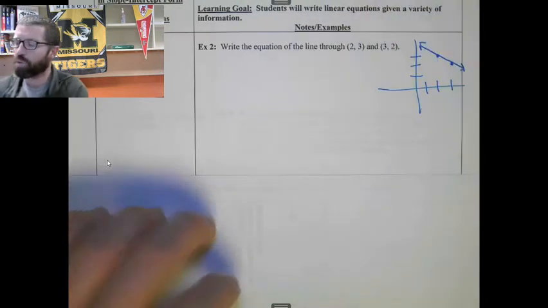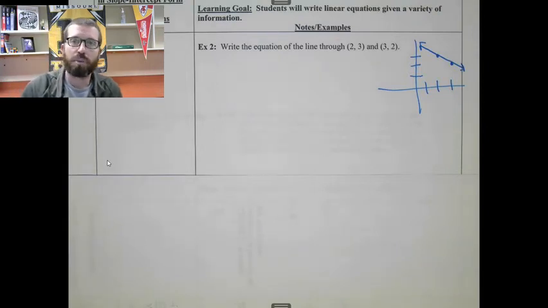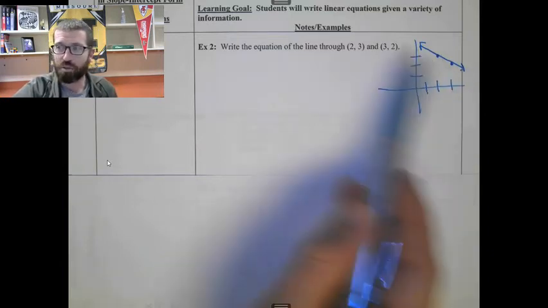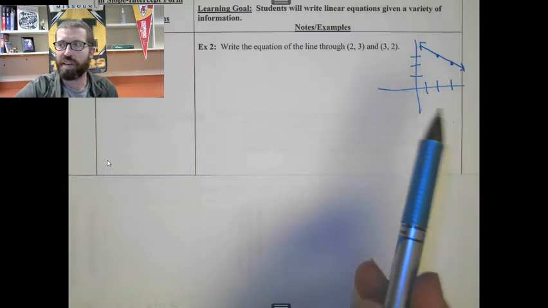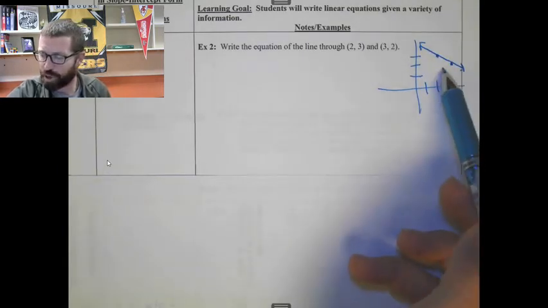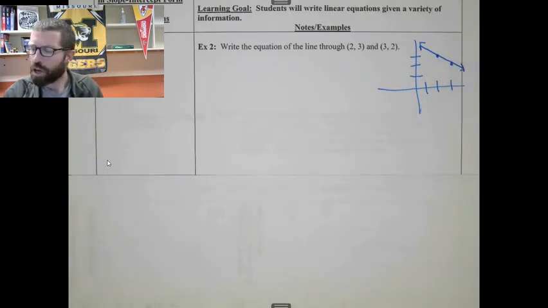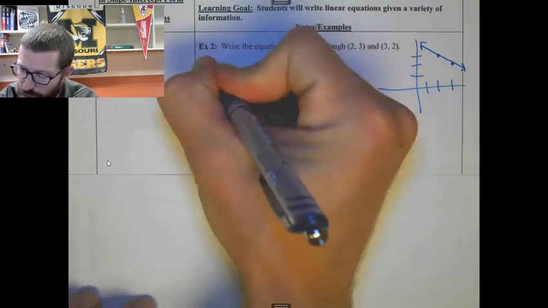Now, the nice part about writing an equation or graphing and plotting points is if you do it correctly, it's an easy way to check your work. Now I know the slope of the line is negative, and I can even count this slope, right? It's not too hard to count. But let's find the slope first. So the first step is find the slope.